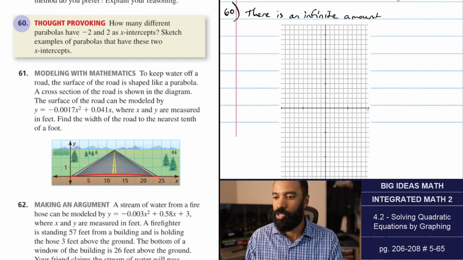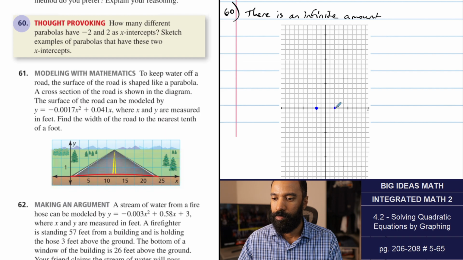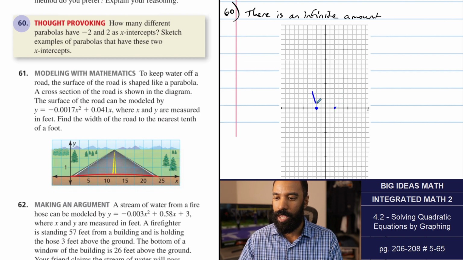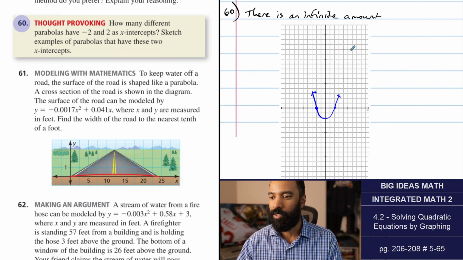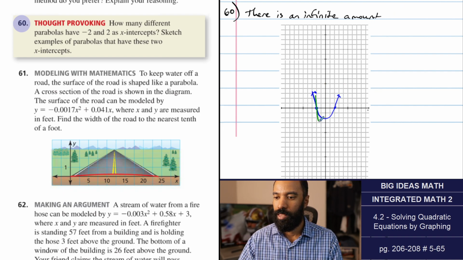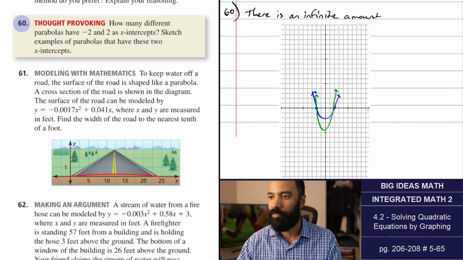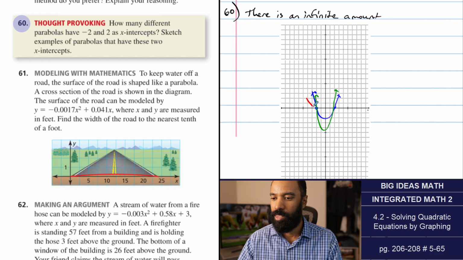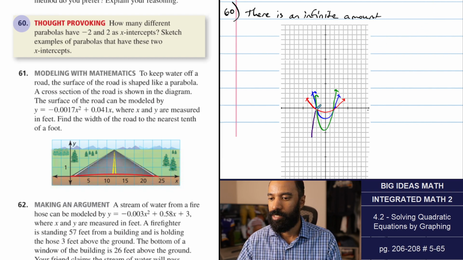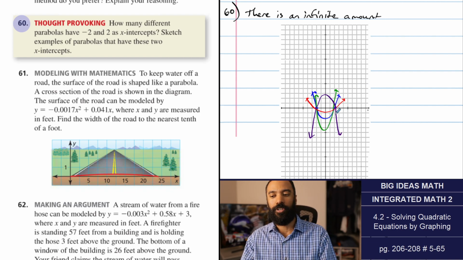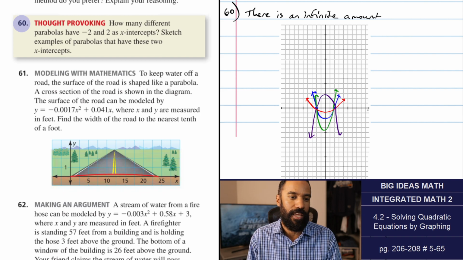So here's -2 and 2. I can have a graph that looks like this. It just goes taller or shorter. I can have a graph that looks like this. They just kind of go wherever. Make it taller, make it shorter, make it whatever. There's an infinite number of them.